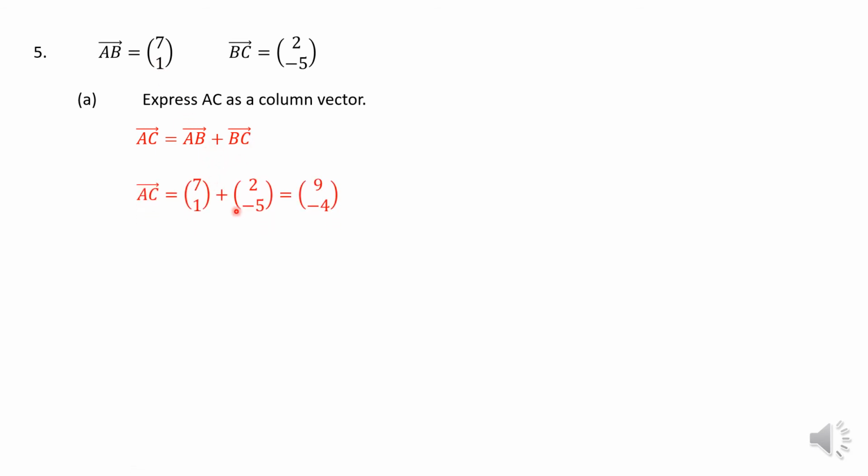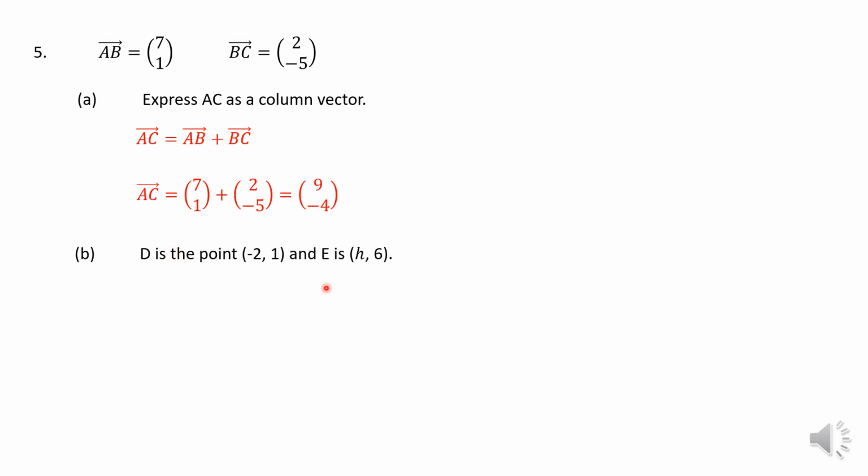So let's look at this question here. I have got vector AB, which is equal to 7 over 1. BC is 2, -5. They are saying express A to C as a column vector. A to C is nothing but AB plus BC. Your starting point, your ending point. Your initial point is A, your ending point is C, the terminal point that we're referring to. So you're just going to have to add them together, and then you get 9, -4.